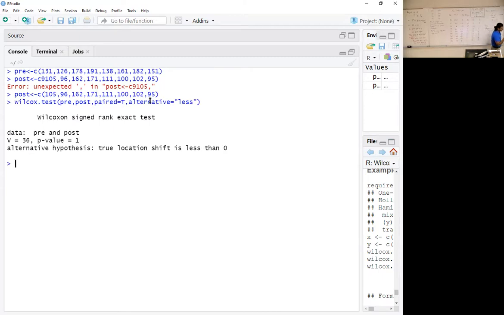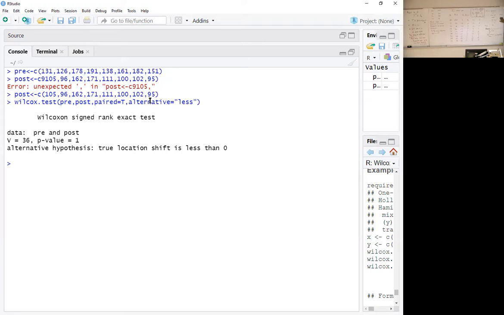And you can see it is giving us V equals 36 and p-value equals 1. That is doing the reverse of T plus that we did earlier. Correct? Does that make sense? So what should we do in our case? In our case, we've got to switch y and x to suit R. Does that make sense? The way R is programmed is different from the manual case.